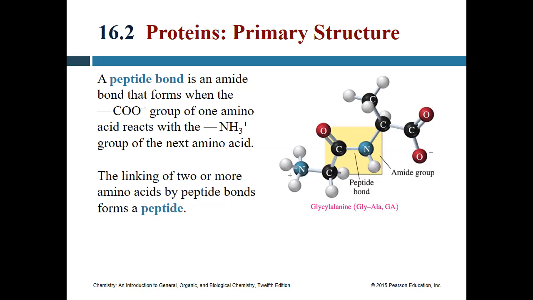So a peptide bond is basically an amidation reaction. If you remember back to chapter 14, I think it was, we talked about amides, and how amides were formed through the reaction of an amine with an acid. Well, that's what a peptide bond is. The only reason we call it something different is because specifically we are dealing with amino acids reacting as opposed to any old amine reacting with any old acid.